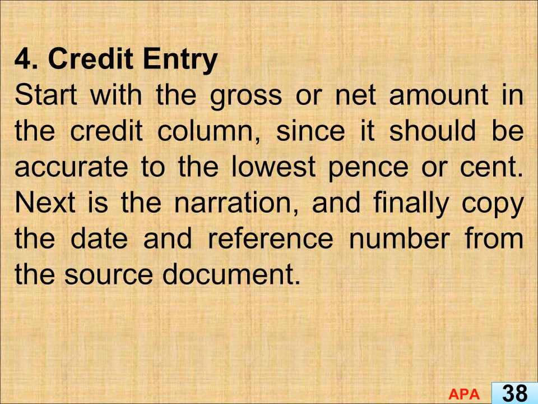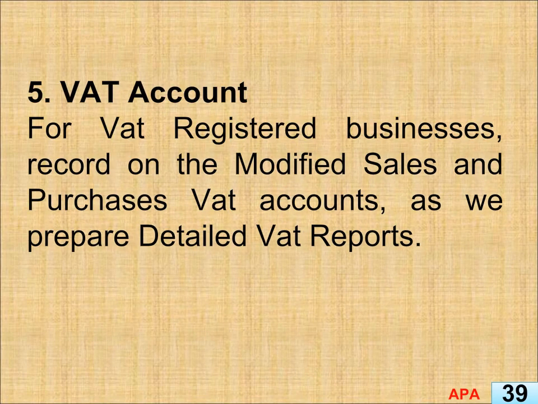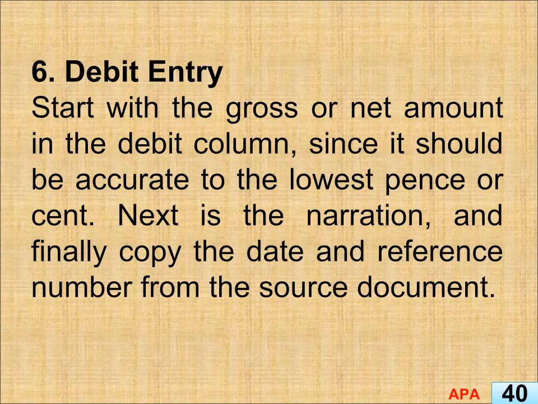4. Credit entry. Start with the gross or net amount in the credit column, since it should be accurate to the lowest pence or cent. Next is the narration, and finally copy the date and reference number from the source document. 5. VAT account. For VAT-registered businesses, record on the modified sales and purchases VAT accounts, as we prepare detailed VAT reports.